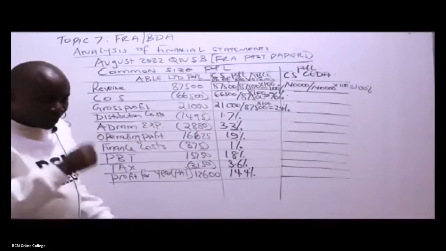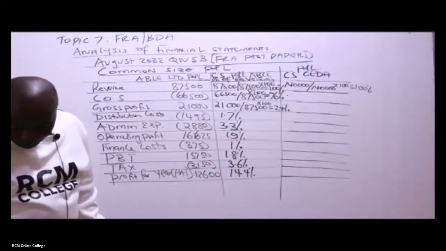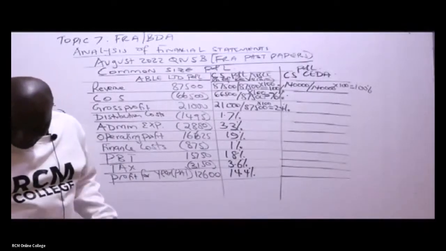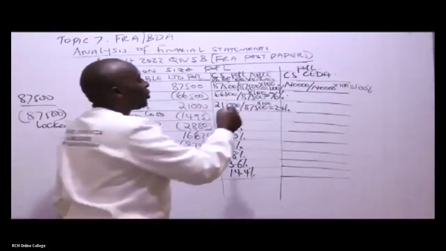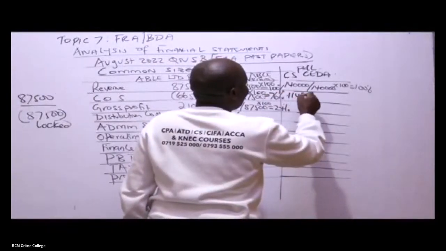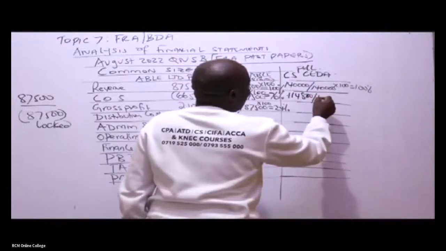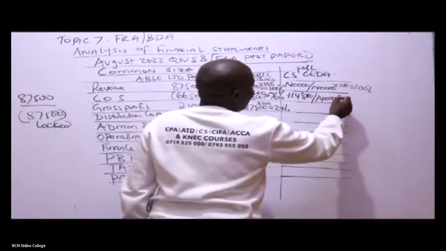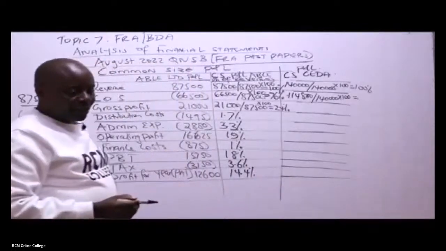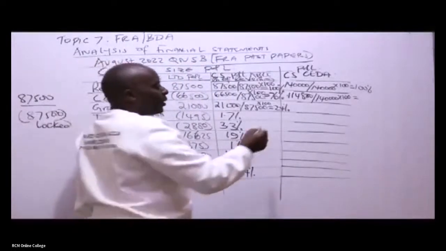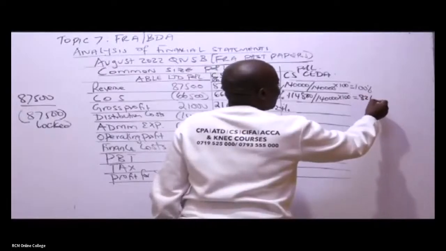So Farrell, I don't know where you got 82 from, or are you giving me the second one? Yeah, the second one, I can see the cost of sales, 114,800. So 114,800 divided by 140,000 times 100. 82%. Thank you so much.